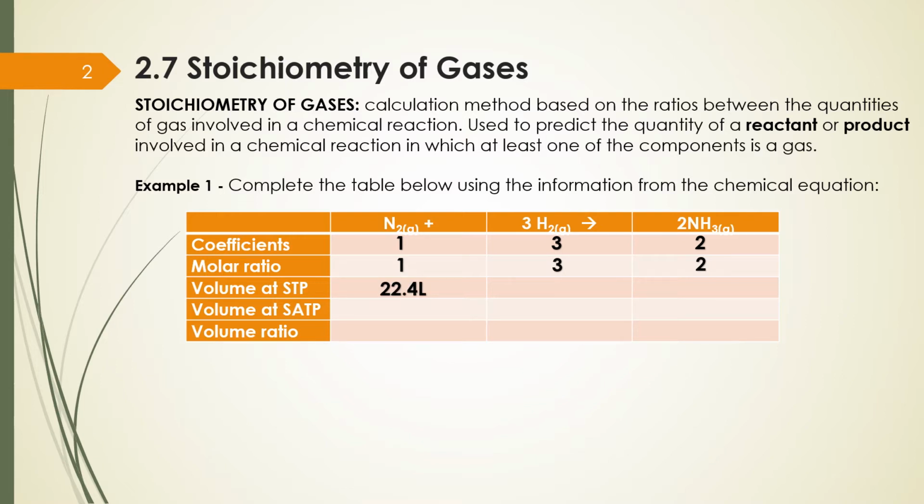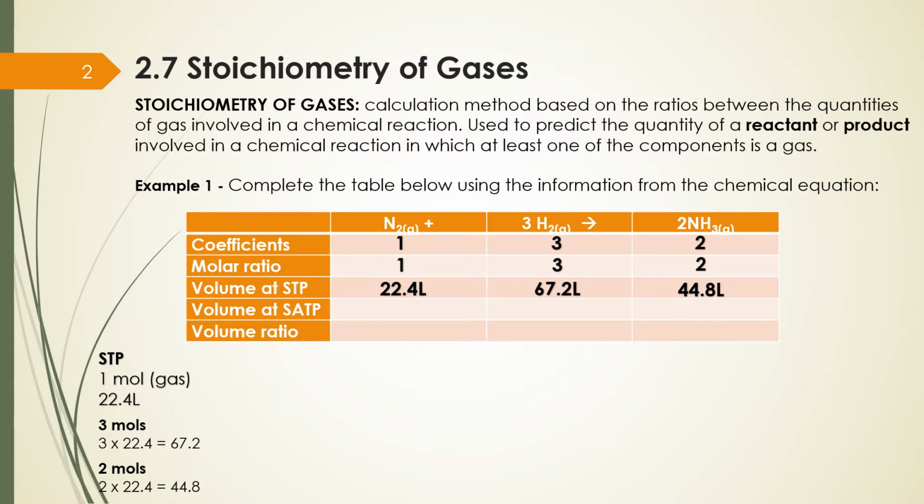So first, volume at STP. What was the volume at STP of any gas, remember? For any gas, 1 mole of any gas is 22.4 liters. So here I have just 1 mole of N2, so I'm going to have 22.4 liters. But here I have 3 moles of H2, so I need to do the calculation. 3 times 22.4, so I have 67.2 liters of H2. What about NH3? I have 2 moles times 22.4, so I have 44.8 liters of NH3, okay?